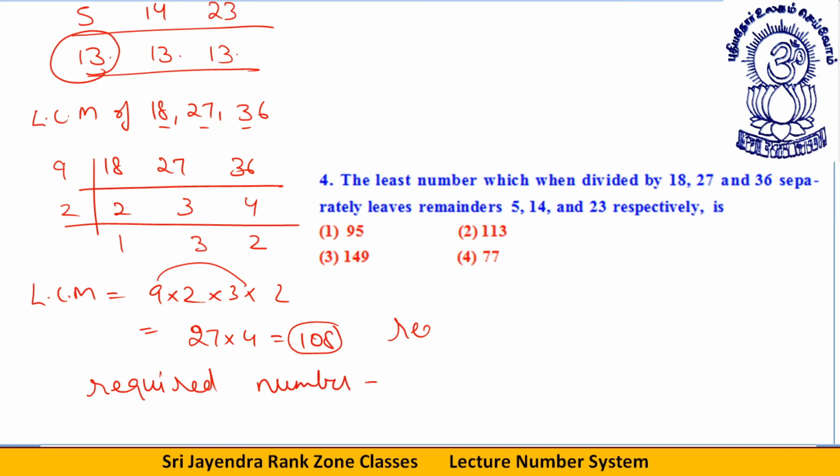The required number will be what, my dear student? That will be 108. 108 minus 13, you get 95. That is option number 1. I am sure it must be clear to all of you. Okay. Let's take the next one.